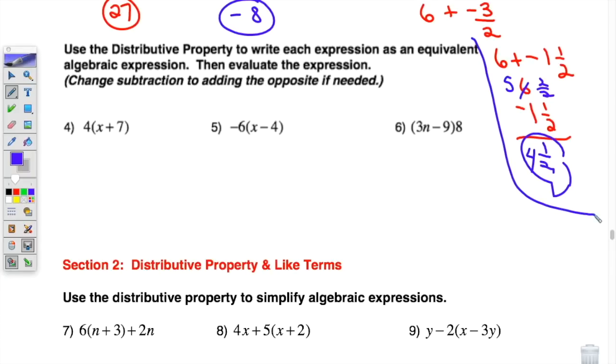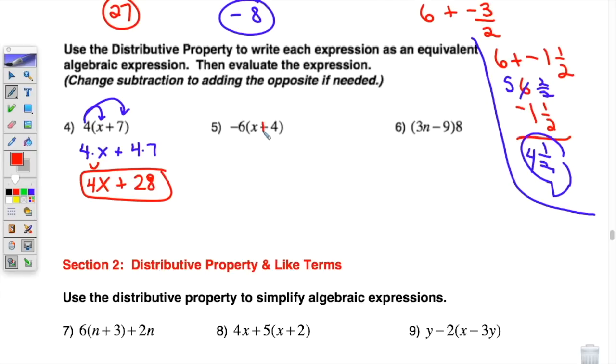In the next section, it says use the distributive property to write each expression as an equivalent algebraic expression. Then evaluate the expression. Change subtraction to add in the opposite if necessary. These are algebraic expressions. They contain variables. So we're still going to distribute the 4 to the x, so 4 times x, plus the 4 to the 7, so 4 times 7. When we evaluate, 4 times x is 4x, and 4 times 7 is 28. It's simplified. 4x and 28 are not like terms, so 4x plus 28 is your final answer.